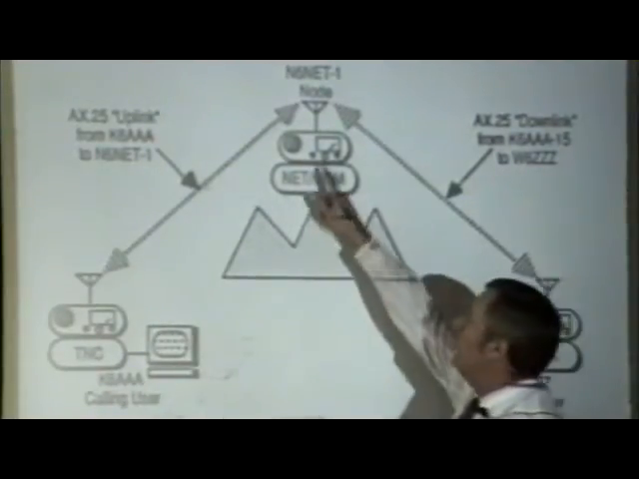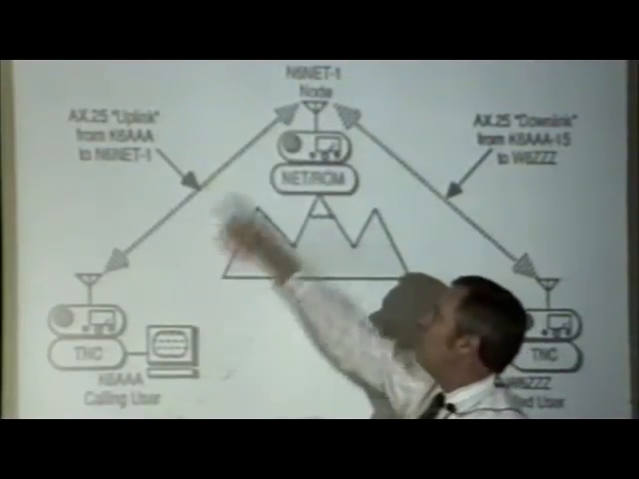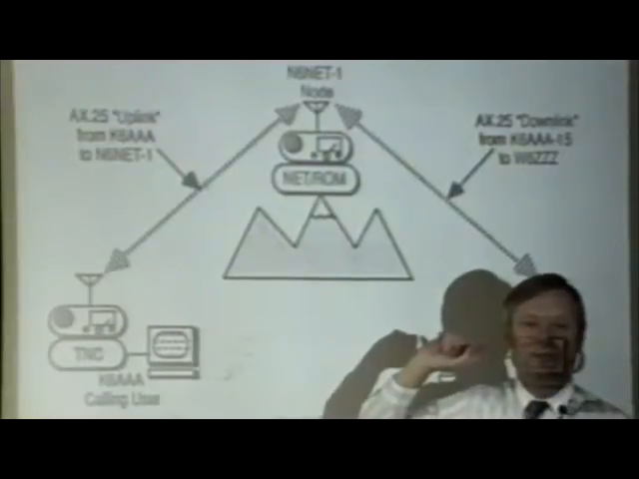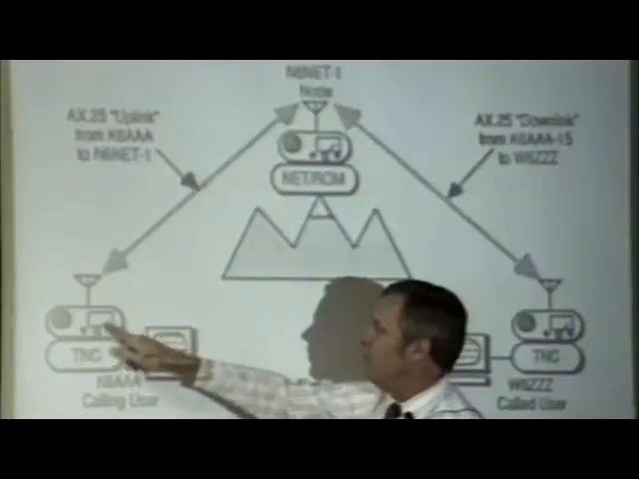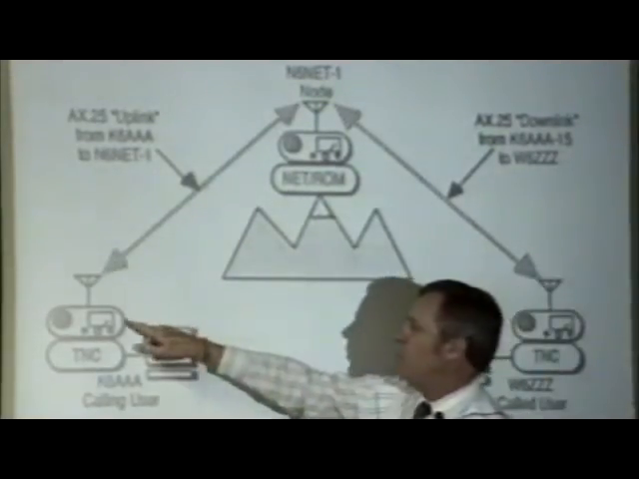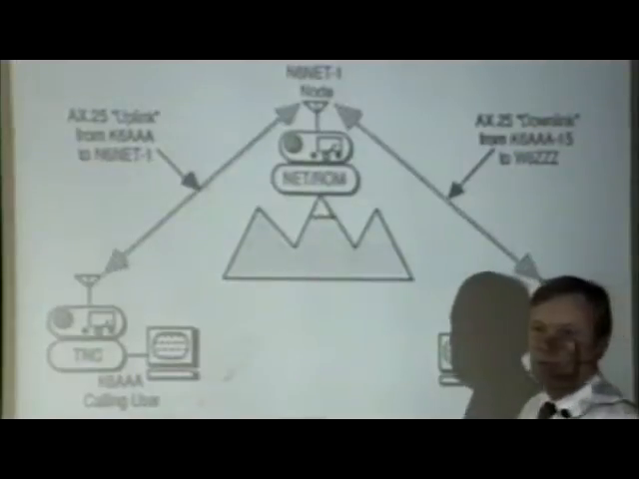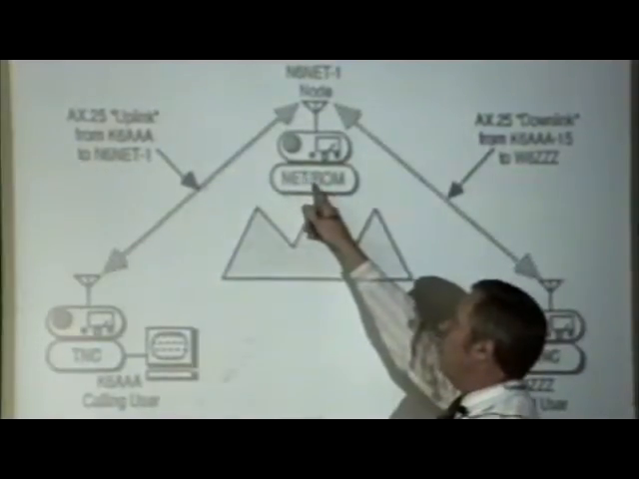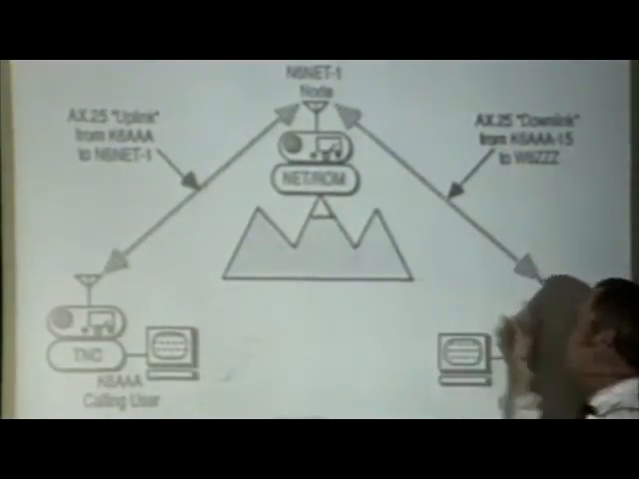Now, K6AAA says C space N6 NET-1. I want to connect to the node. The node responds to the SABM with the UA. I now have a virtual link set up from here to here. And we're going to give you all kinds of examples of this later on. Then I tell the node, I want you to connect to W6ZZZ. So the node sends out a SABM.